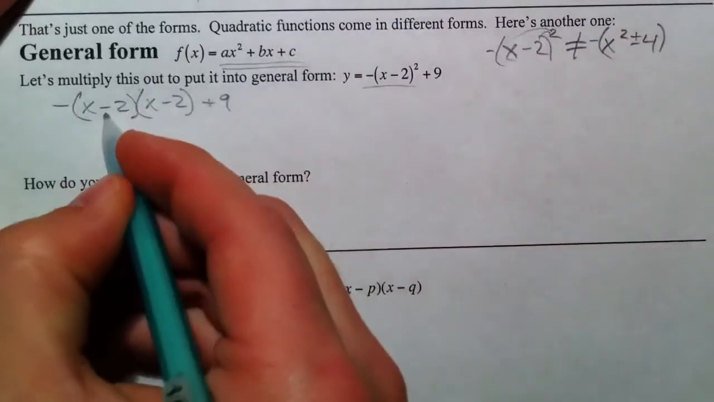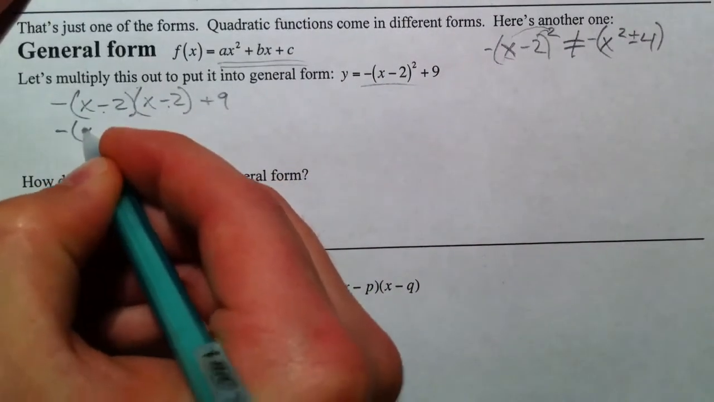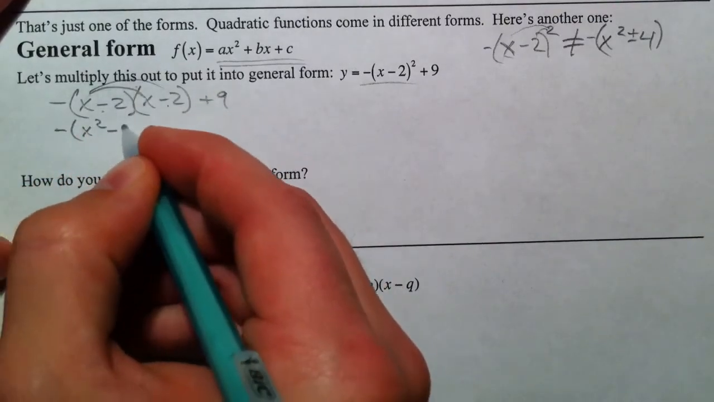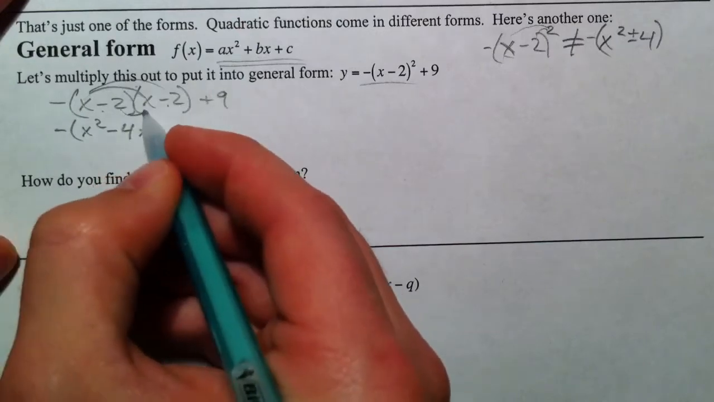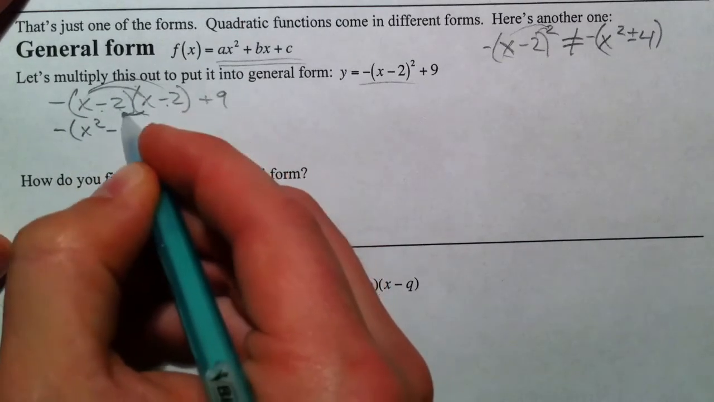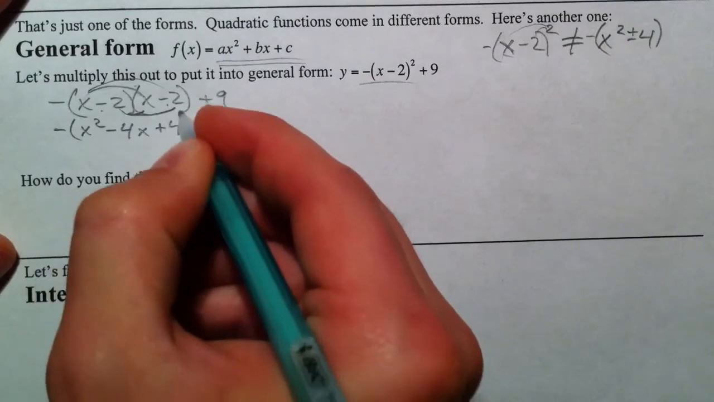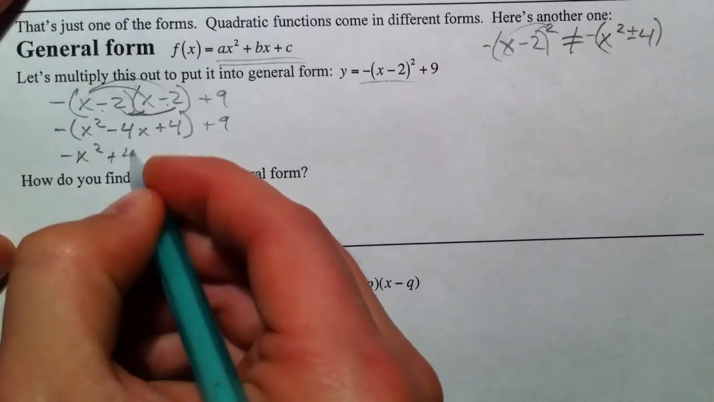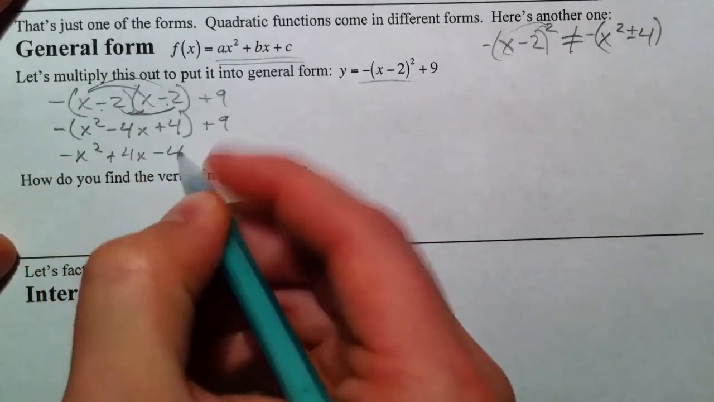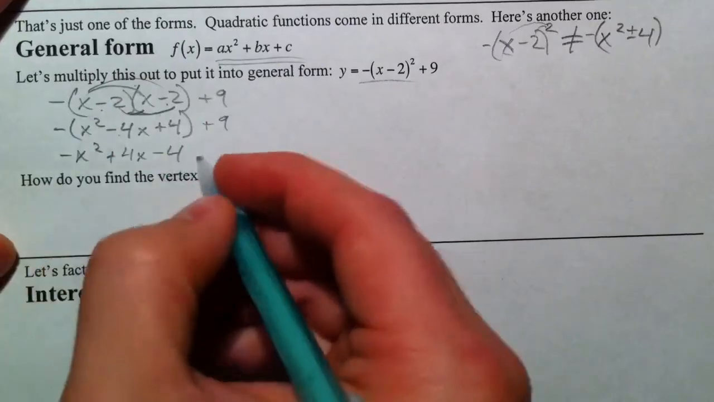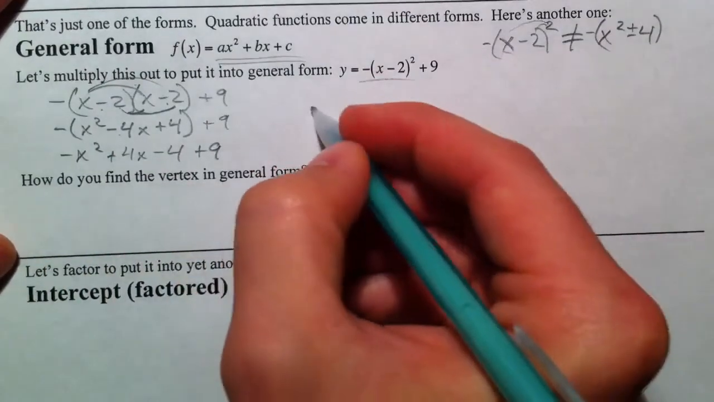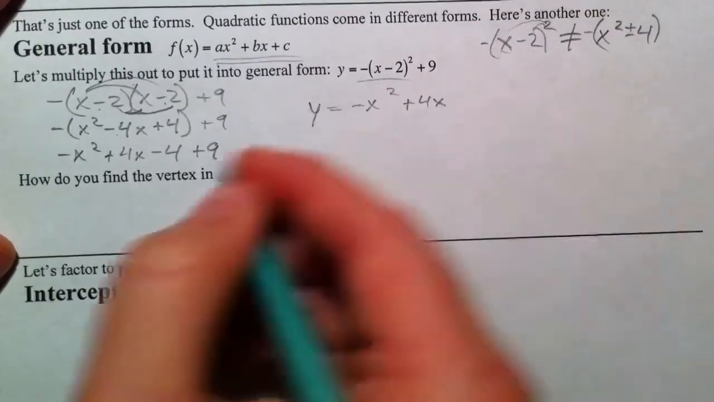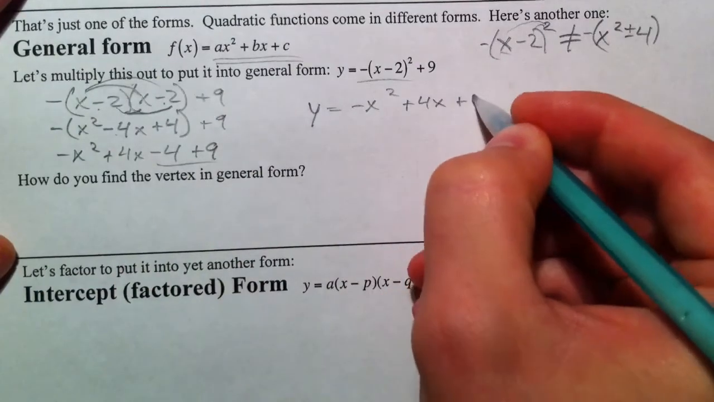So instead, multiply it out, x minus 2 times x minus 2. So you get x squared minus 2x minus 2x, so that's a minus 4x. Outside inside term is the 4x, and then plus 4. So distributive property, right? And then negative x squared plus 4x minus 4, distribute, distribute, distribute, plus 9. So y equals negative x squared plus 4x, and then we group these two together, we get plus 5.